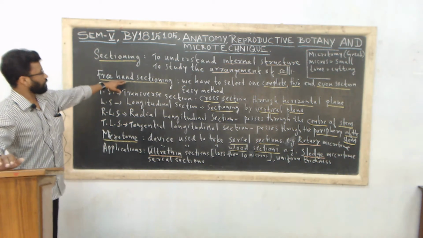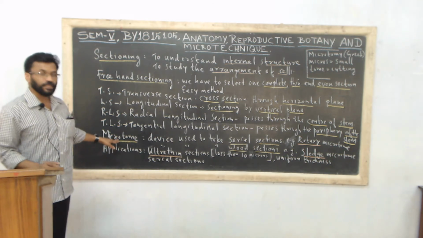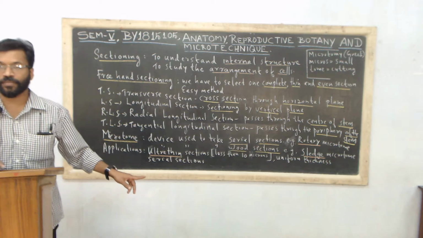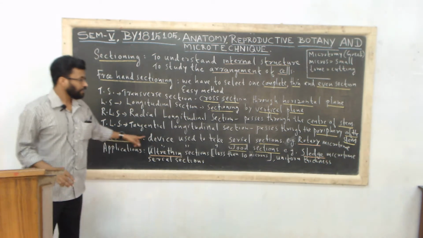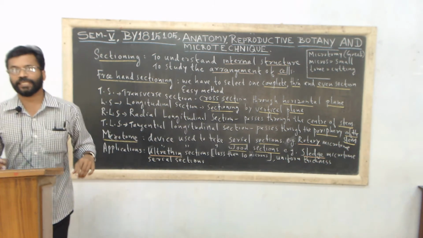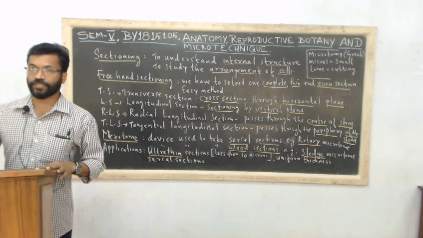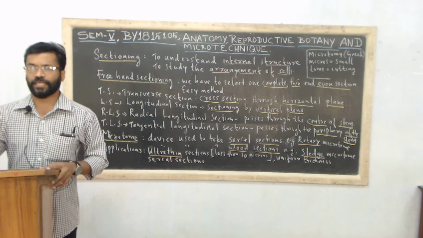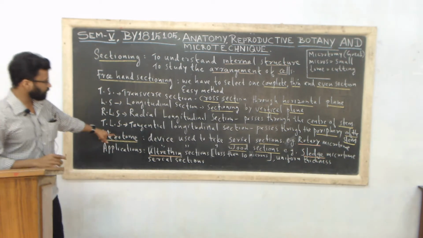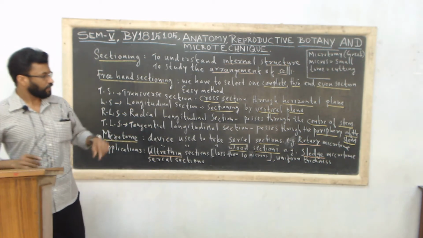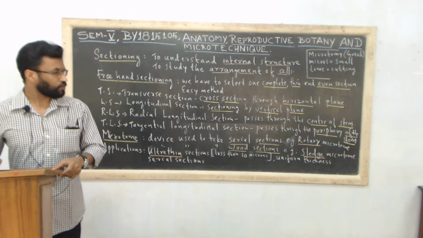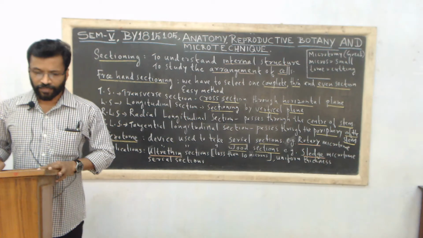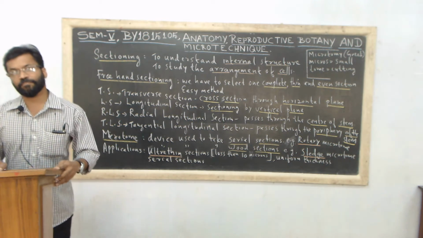After the freehand sectioning, we are going to deal with sectioning with an instrument known as a microtome. It is a device used to take serial or continuous sections. In freehand sectioning, we take only one section at a time, and by using this microtome, we are able to take serial or continuous sections, that is, sections less than 10 microns.